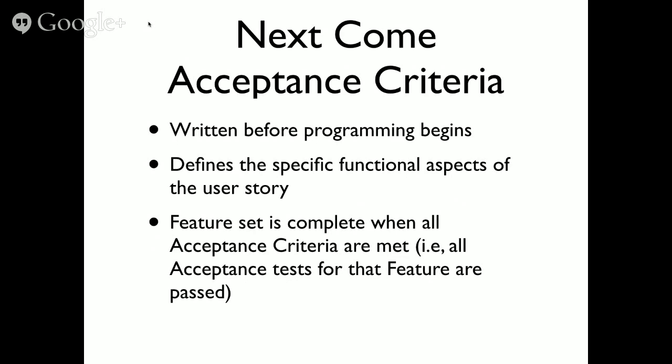And it defines the specific functional aspects of the user story. So in order for a student to purchase this parking pass, what does the student need to be able to do if they're going on an online system to do that? So, and then you start saying, okay, well, I need to be able to log in.